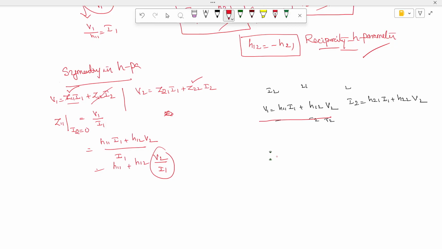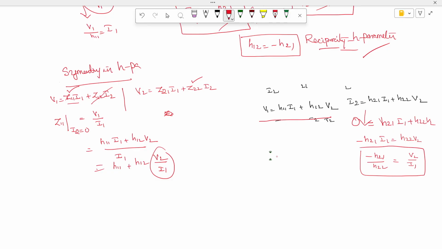For this, we have the next equation, the I2 equation. In this equation, substitute I2 is equal to 0. Therefore, we are going to get 0 equals H21 I1 plus H22 V2. You see here, we require the ratio of V2 by I1. So this equation is nothing but minus H21 I1 is equal to H22 V2. We require V2 by I1, which is equal to minus H21 divided by H22.